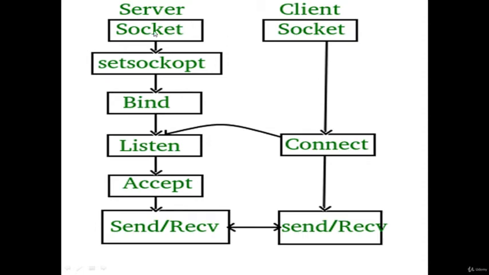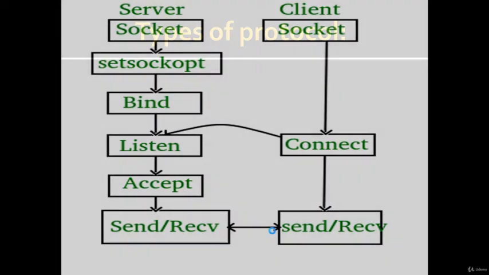Now the server creates a socket, sets the socket options, binds, and listens. The client creates a socket and connects to this listening socket. As you see, the server here will accept it. Now we have communication between the server and client. We will start by sending and receiving.